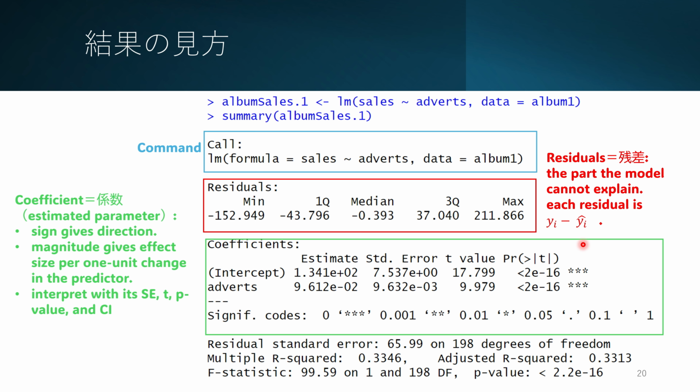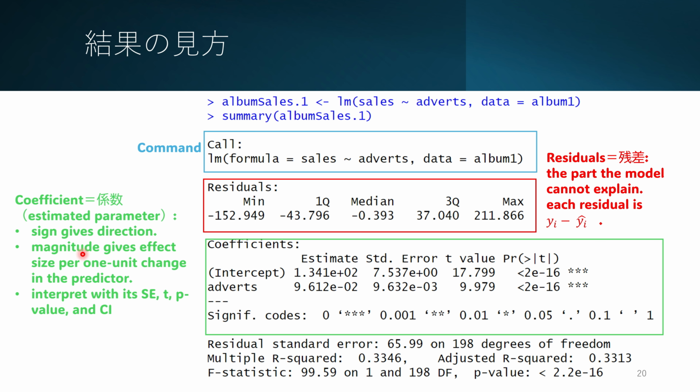Residuals are the gap between observed and predicted values. The part the model cannot explain is here. And the green part is the coefficient. Coefficient tells us the direction and size of the effect. Size is here; Estimate includes the size. This is the standard error, and this is the p-value. So we can check the statistical significance here.